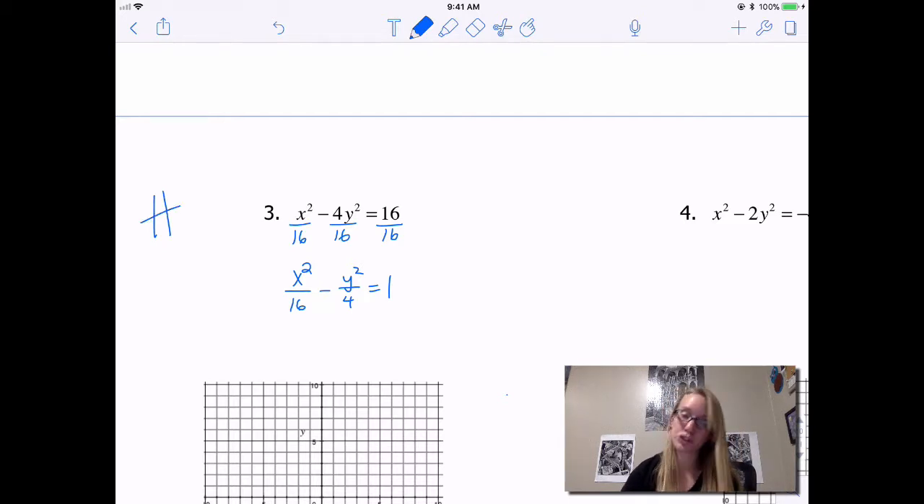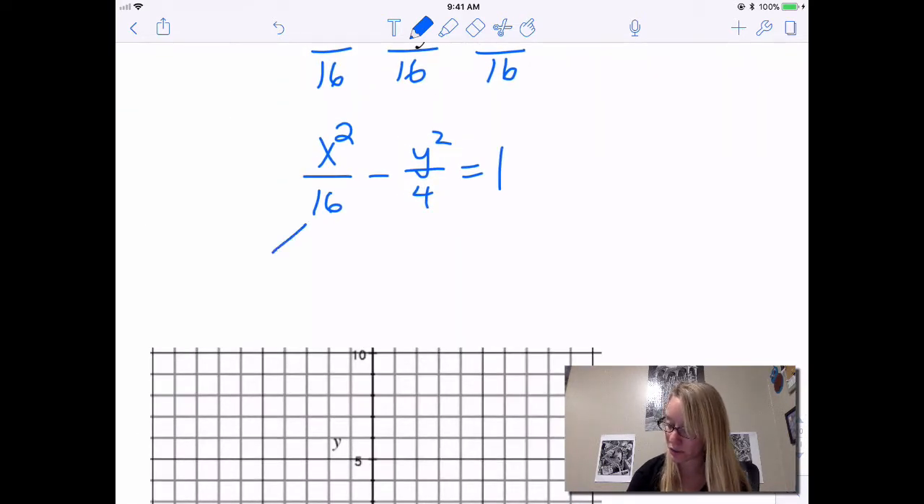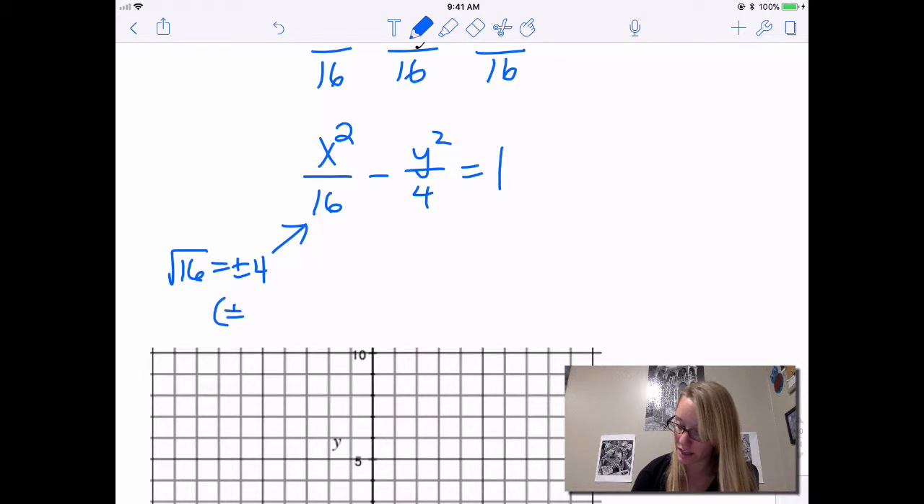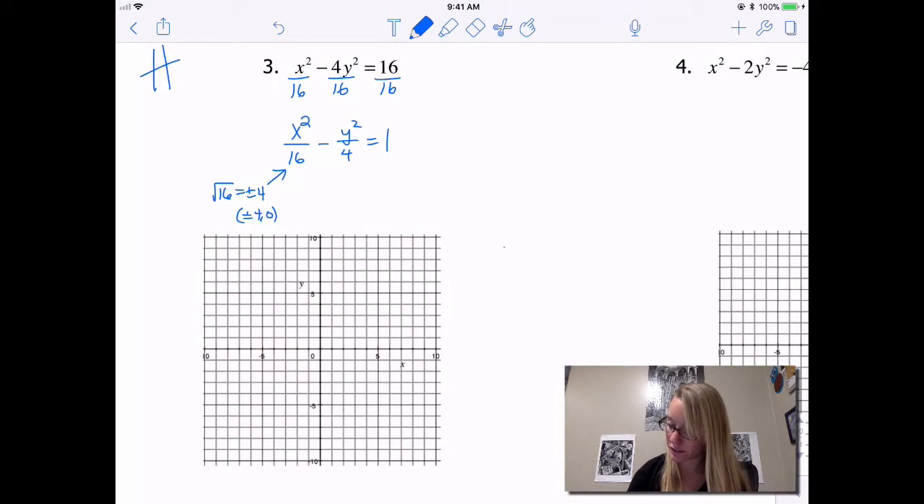Don't choose which way it opens until you're in the correct form, because that's the only time you can tell. All right, so now since it opens horizontally, I can go ahead and find my box. So I do square root of 16 is plus or minus 4. So that's in the x spot. So starting at 0, 0, I go to the right 4 and to the left 4.